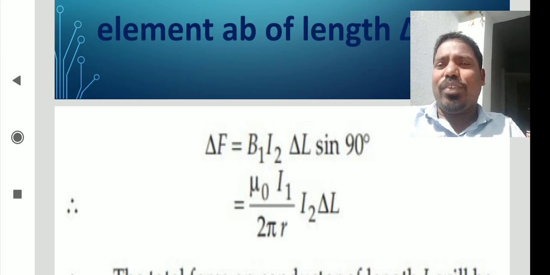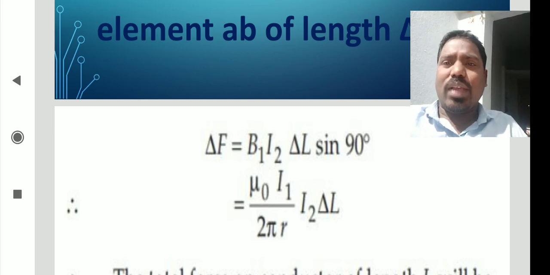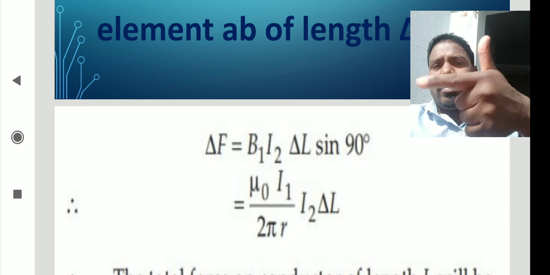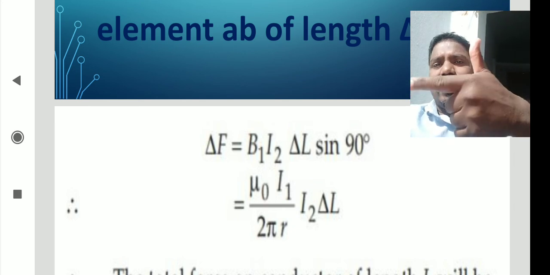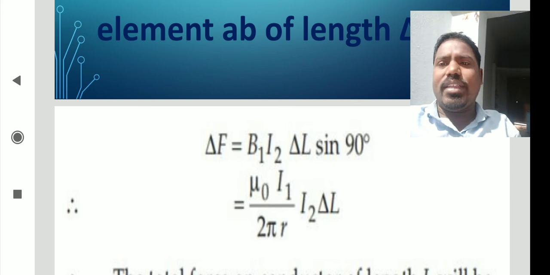The magnetic force is delta F equal to B1 I2 delta L sin theta, where I2 is the current in RS, and delta L is the smallest length of RS. What is sin theta? It is sin 90 degrees, because they are perpendicular. Sin 90 is 1.